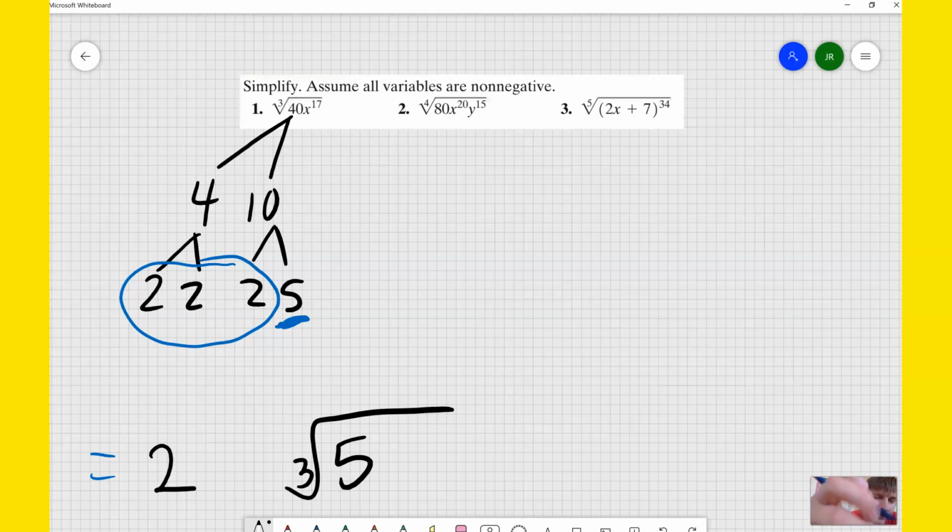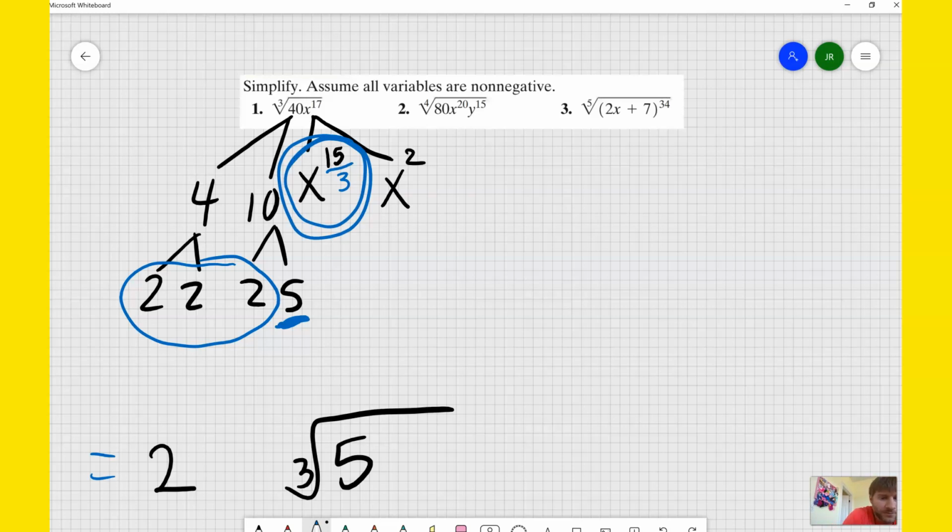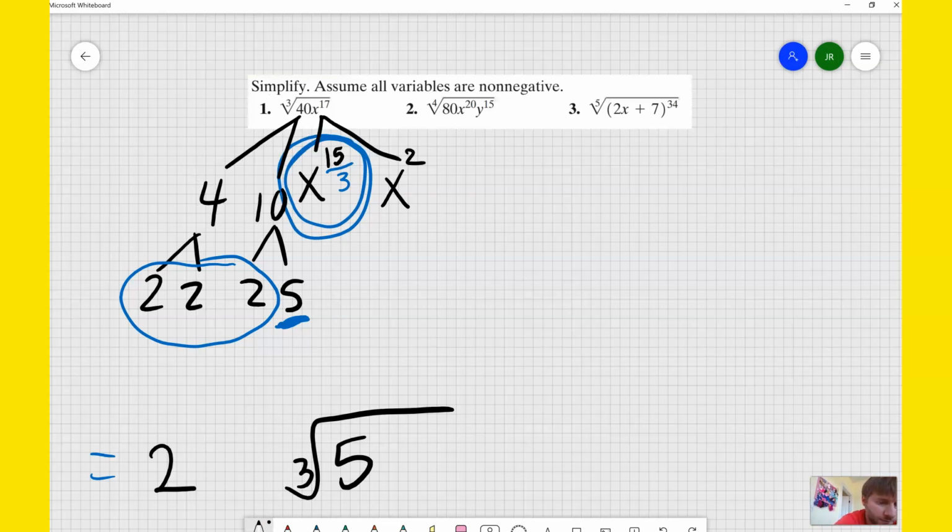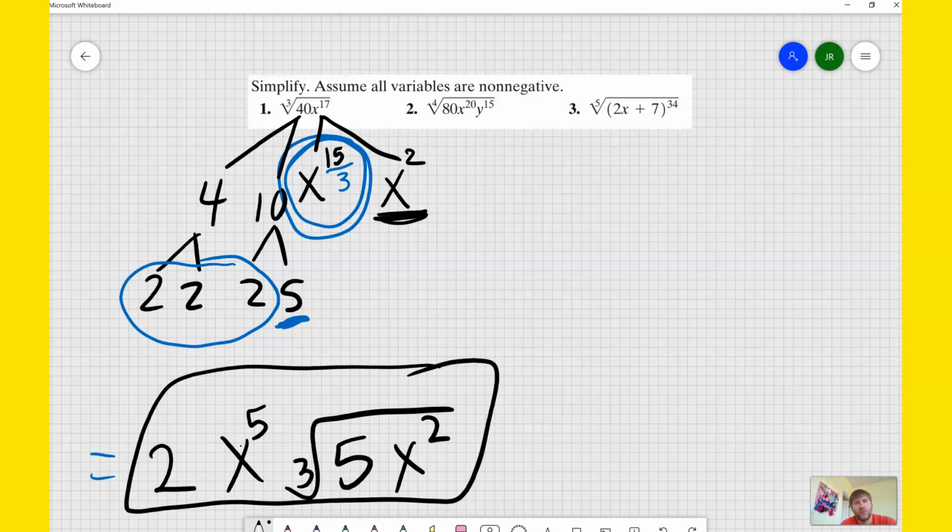Let me write this a little neater. X to the 15th. And then what's left over to make x to the 17th? X to the 2nd. Then I am going to take that 3, and it's going to go under that 15. All right. And so now this will come out. How does it come out? Well, what's 15 over 3 reduced to? It reduces to 5, so it comes out as x to the 5th. But this x squared is left over, and it's still inside of that radical. So this is my final answer for number 1.